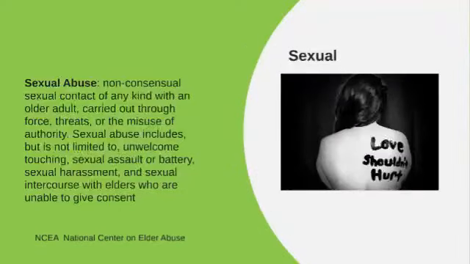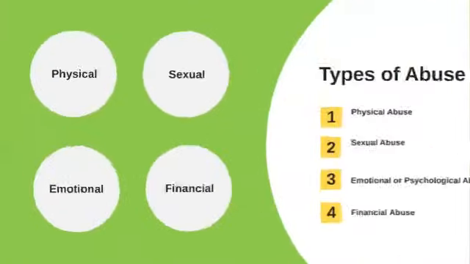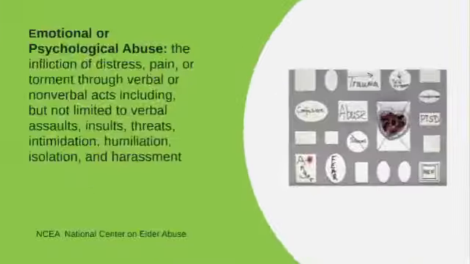Sexual abuse is non-consensual sexual contact of any kind with an older adult, carried out through force, threats, or the misuse of authority. Sexual abuse includes unwelcomed touching, sexual assault, battery, sexual harassment, and sexual intercourse with elders who are not able to give their consent.